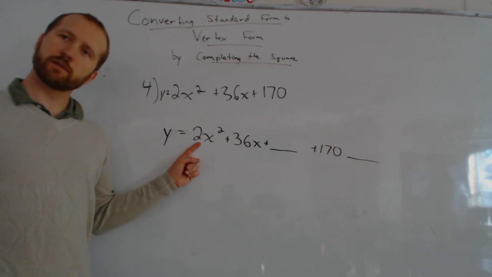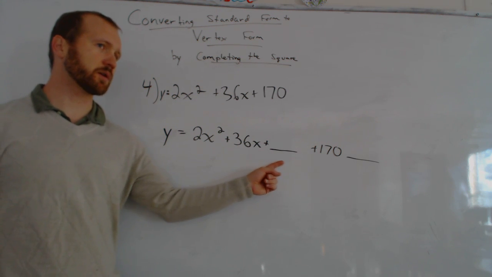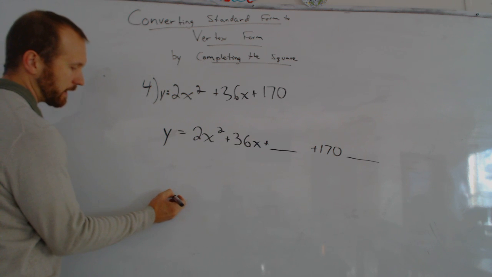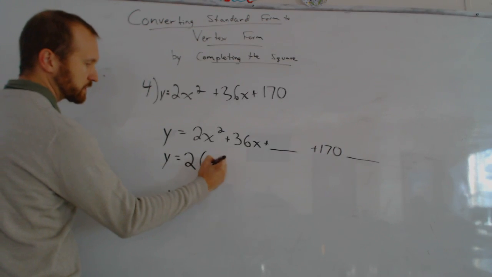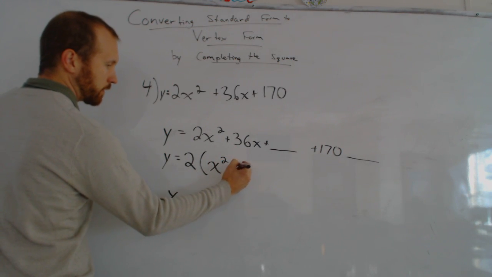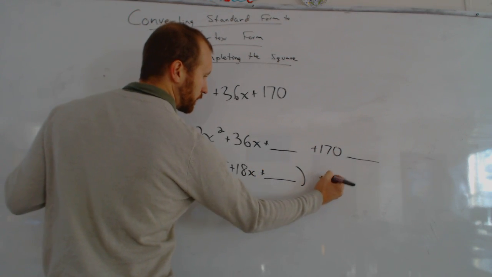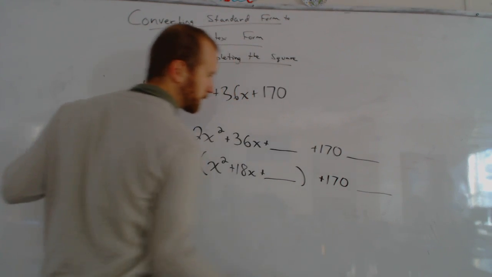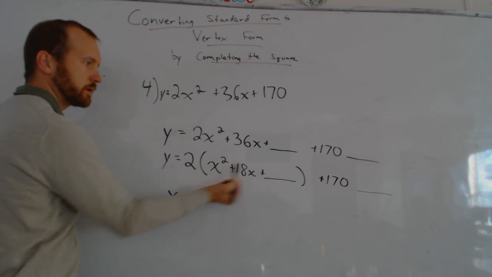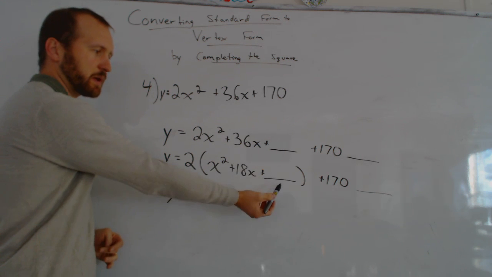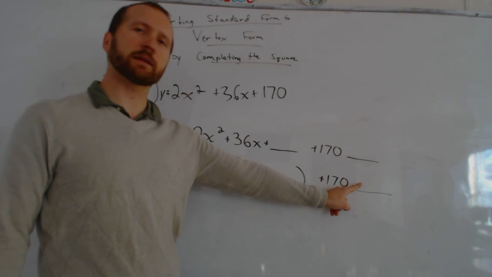What do you notice? There's something in front of x squared. So we have to pull that out from the first 3 terms. So I know I'm going to have y equals 2 times, x squared plus 18x plus blank, plus 170 blank. So remember, I'm just pulling the 2 out from the first, well, really the first 2 terms plus my invisible term. We will be subtracting something over here eventually.